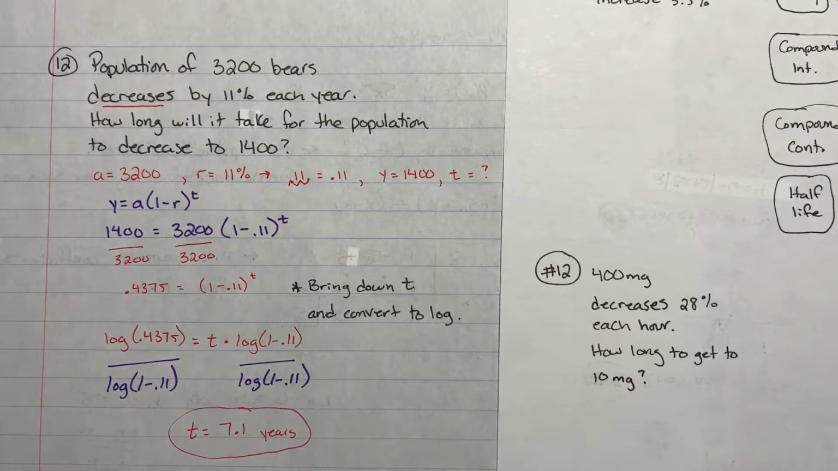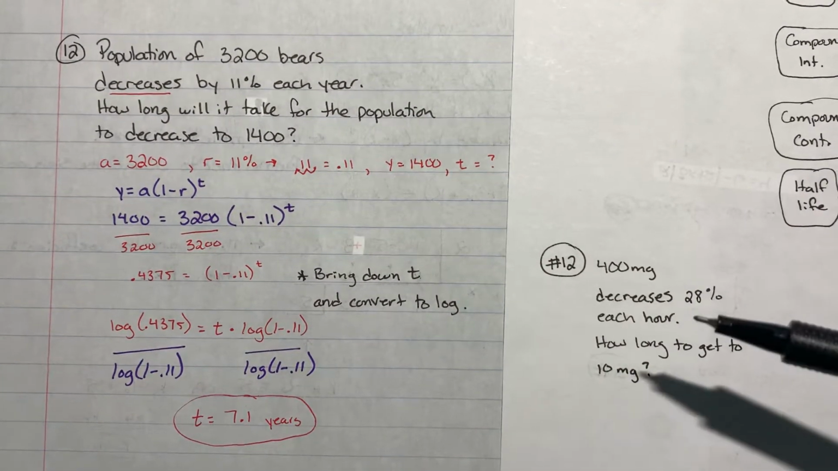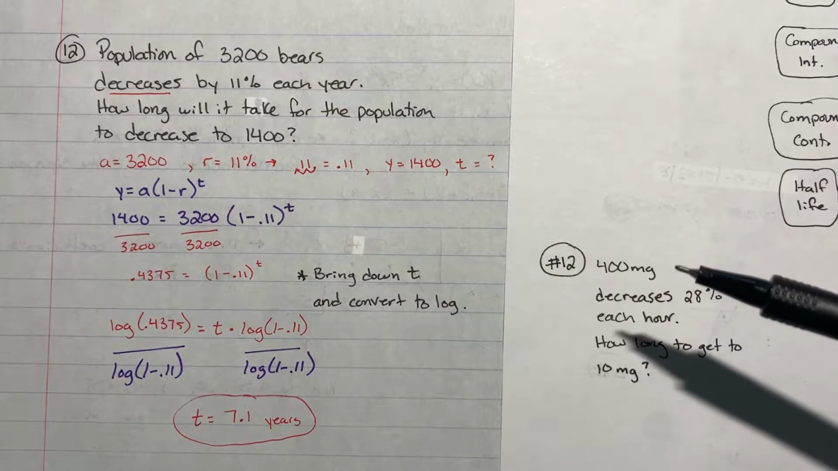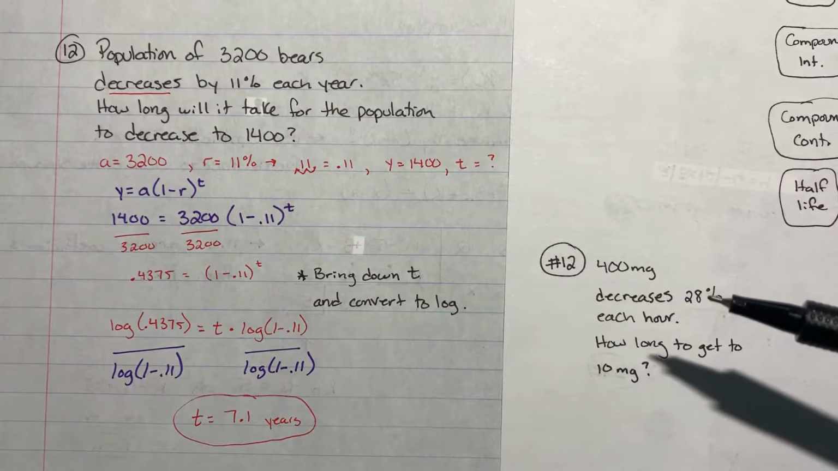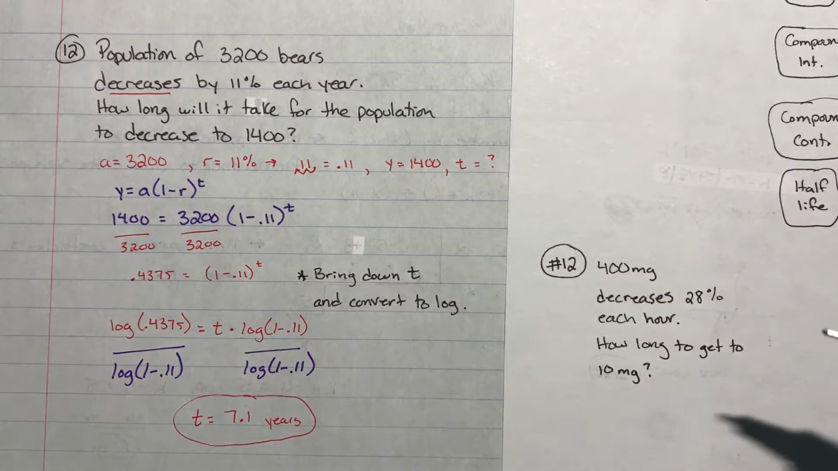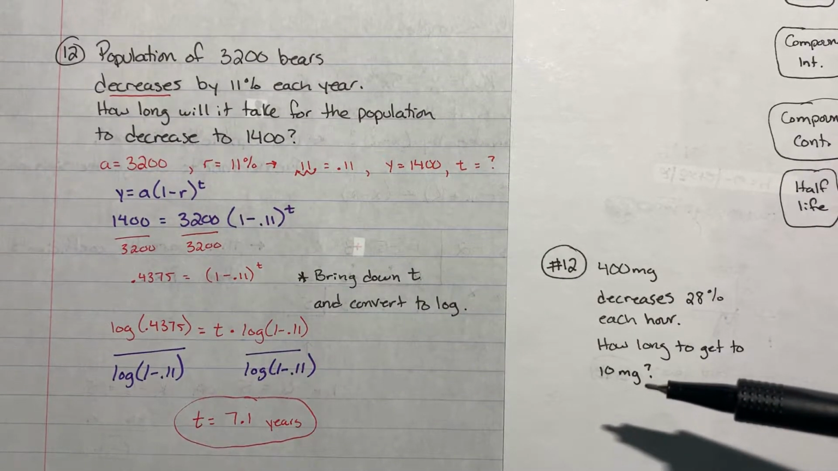Okay, so problem 12. Problem 12 on the test is this problem right here, where you got 400 milligrams and it's decreasing by 28% each hour. And then how long is it going to take to get down to 10 milligrams?